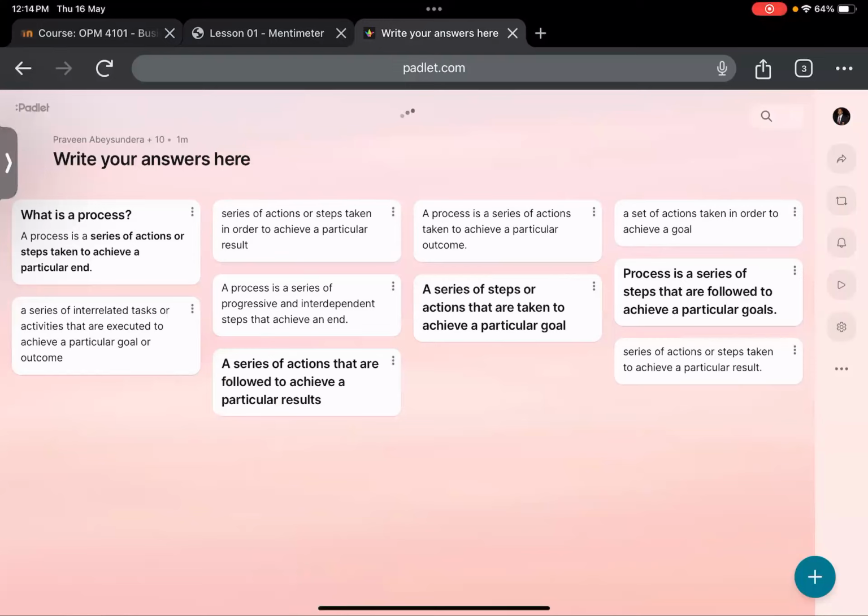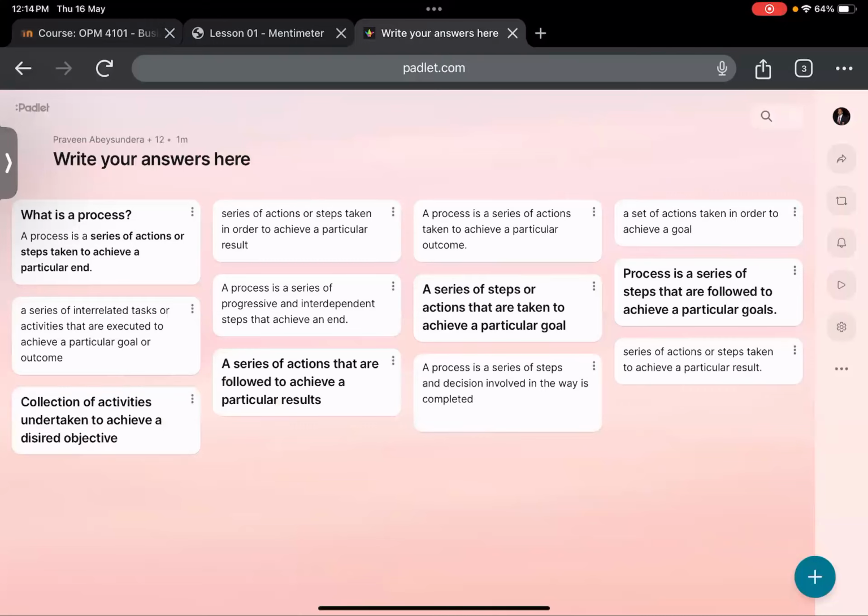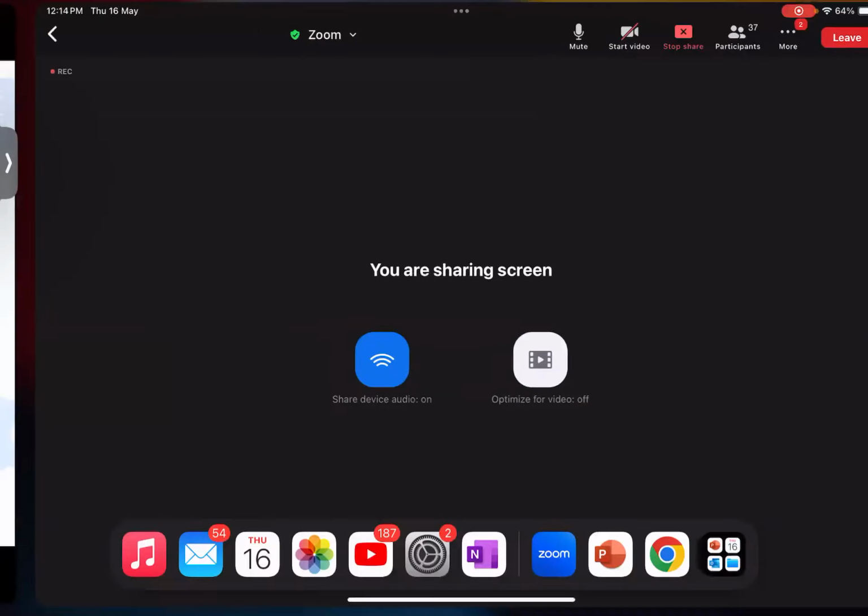A process is a series of actions or steps taken to achieve a particular end. A series of actions that are followed to achieve a particular result. Likewise, several explanations have been given. In summary, all of these discuss a series of steps or actions that have to be taken in order to achieve a particular result or goal. In essence, we can identify that as a process. So we will go into the slides now, to see what I have identified as a process.